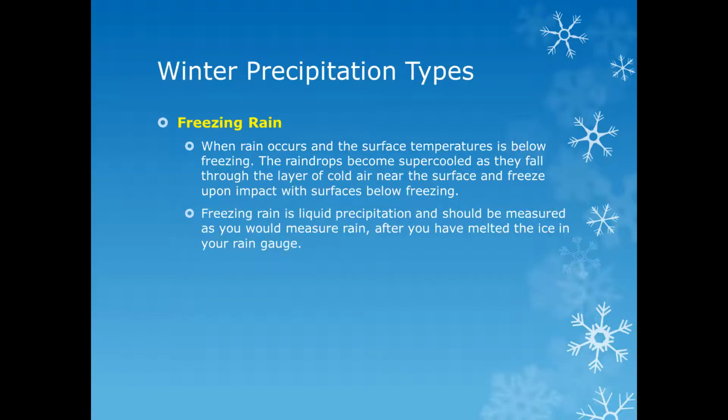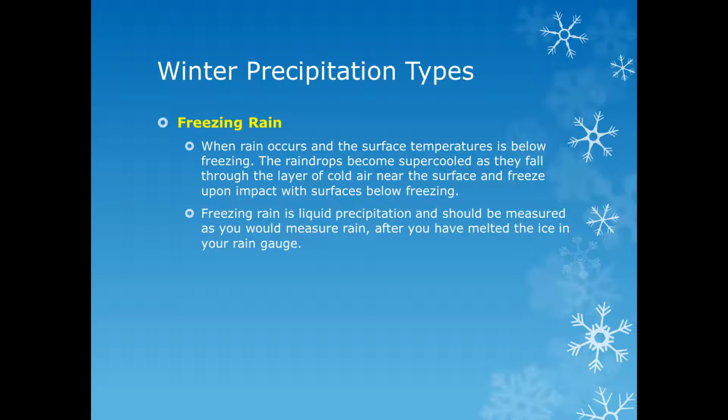This one is not. Freezing rain, which I don't know that anybody really likes because of all the disruption it can cause, occurs when the surface temperature is below freezing, and there's a warm layer of air aloft, and the precipitation is coming down as rain, it's liquid, but as it falls through this cold layer, the water becomes super cooled and then freezes upon impact with surfaces, the trees, the power lines, your car, the sidewalks, and the roads. Freezing rain is liquid precipitation and should be measured as you would measure rain. That is, melt what's in the gauge and then measure that and report that as your precipitation.